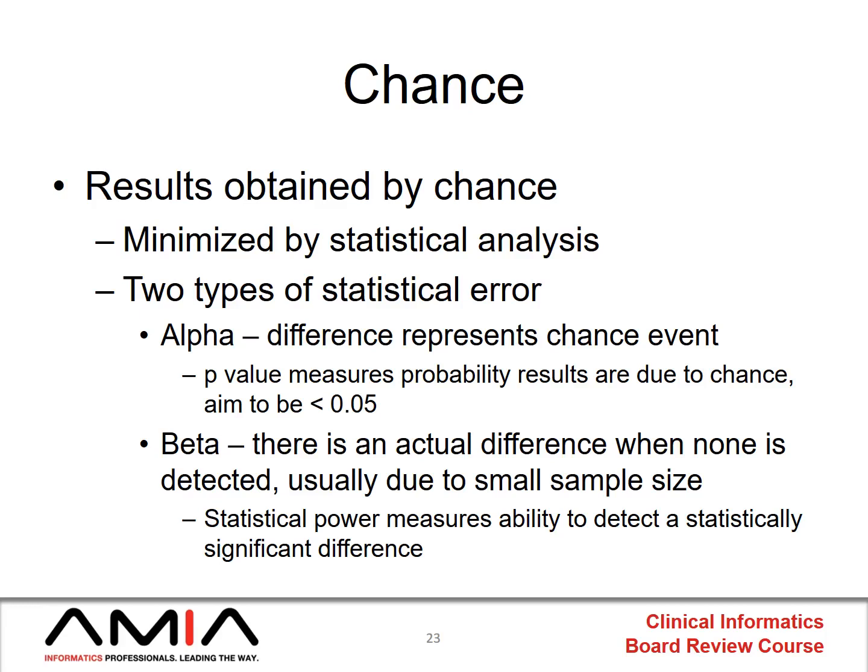The other type of statistical error is beta error. In beta error, there is an actual difference when none is statistically detected. This most commonly occurs when we have too small of a sample size to have the statistical power to detect a statistically significant difference. So if the sample size is too small, there may actually be a difference between the experimental groups, but we don't detect a statistically significant difference because there's not enough statistical power.